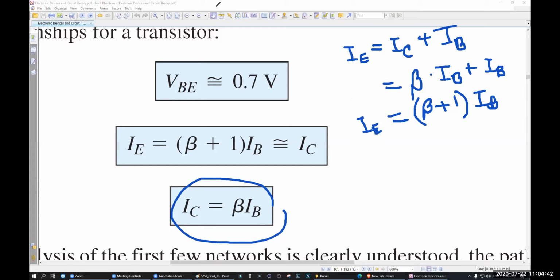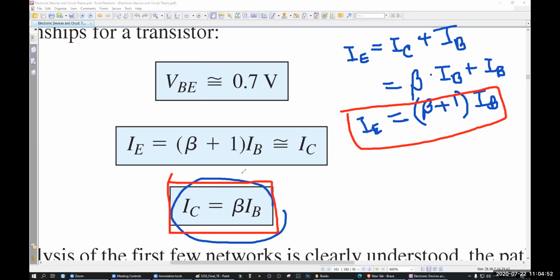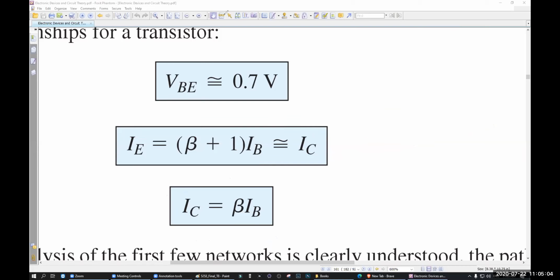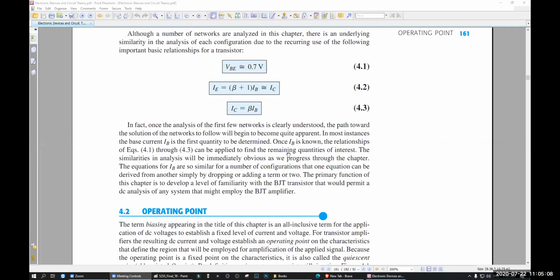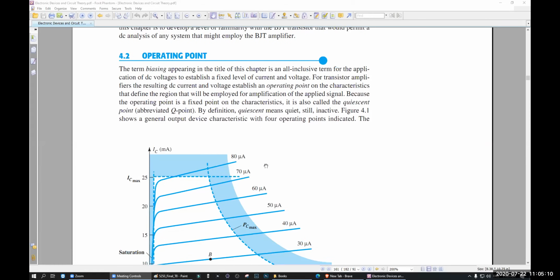So this is the relationship between IB and IE. This is the relationship between IB and IC. This is the relationship between IE and IC. Almost equal. So we can actually use those, and we will be using those in our DC biasing problems.